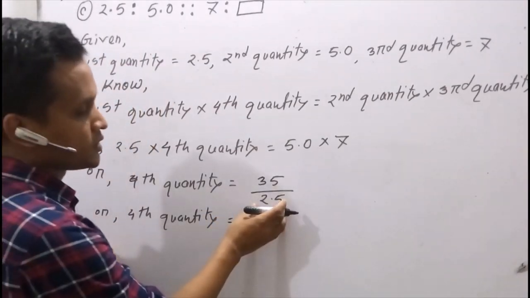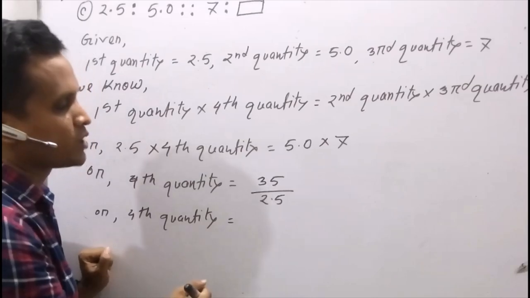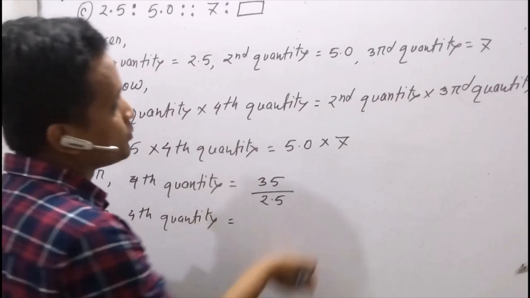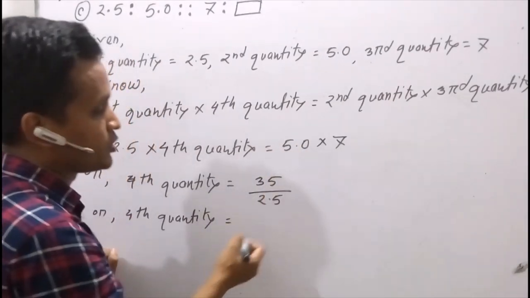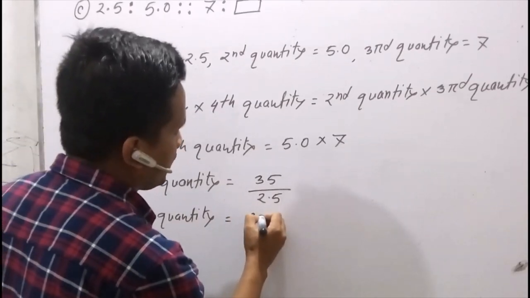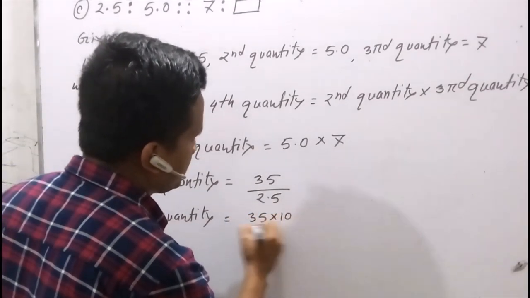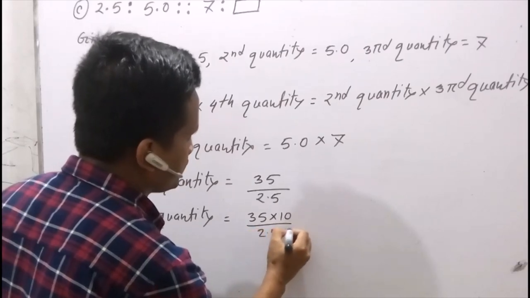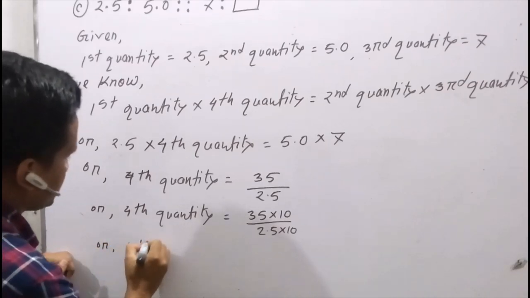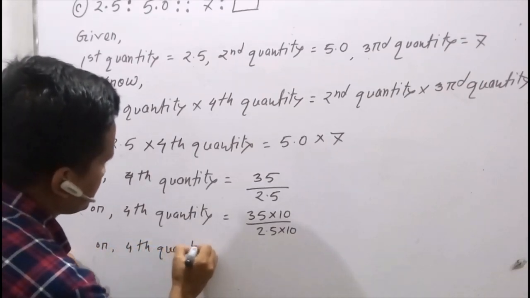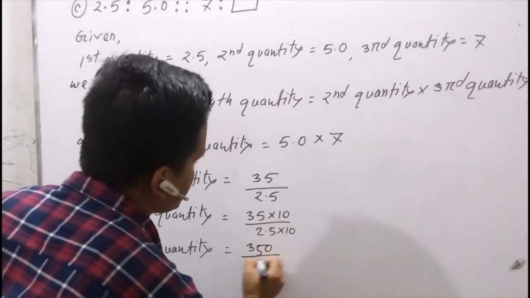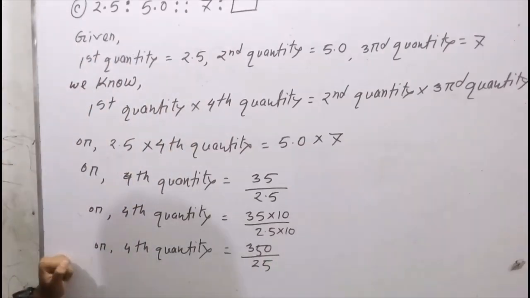Now in the denominator there is a decimal, so if you want to remove it, you have to multiply by 10 in both the numerator and denominator, then we can remove this decimal point. So multiply 35 into 10 and 2.5 into 10. So our fourth quantity is equal to 350 divided by 25.